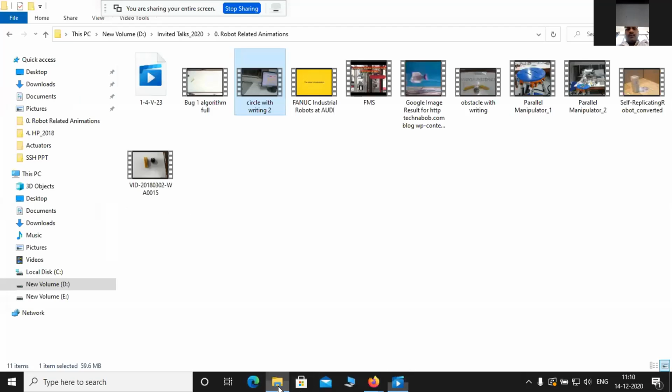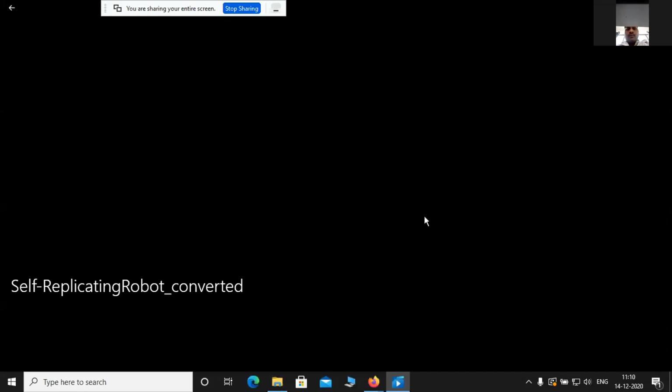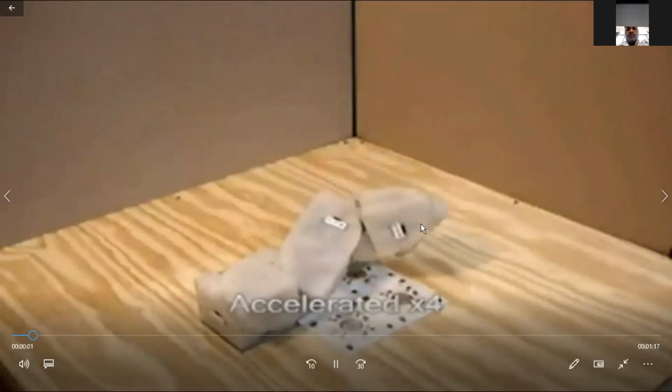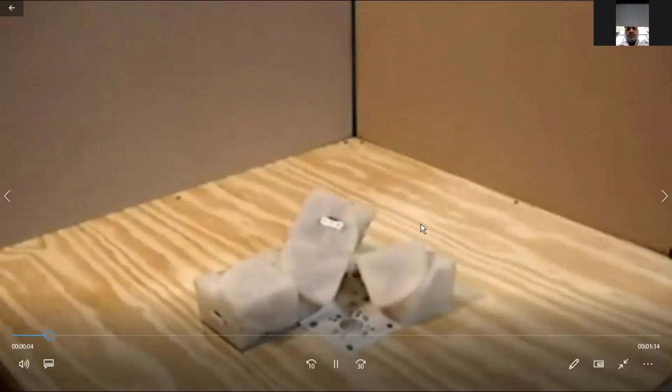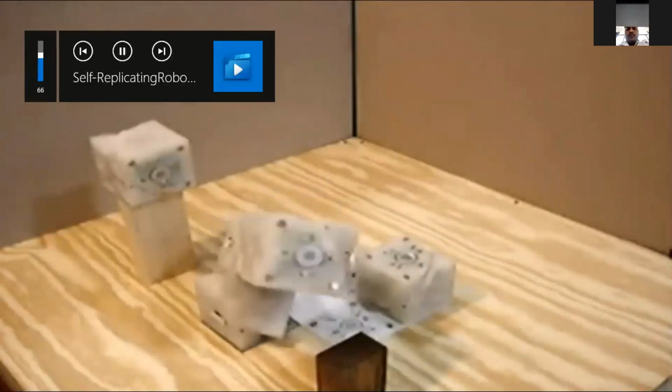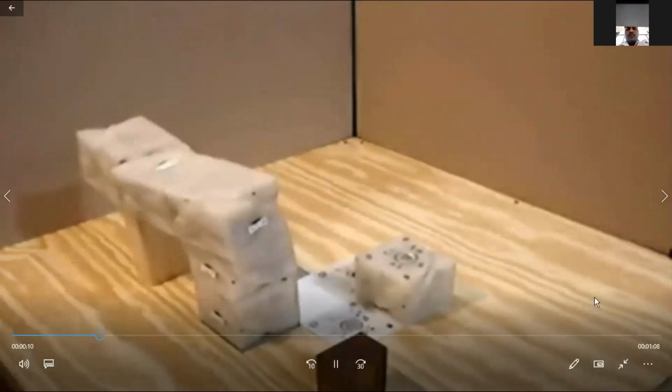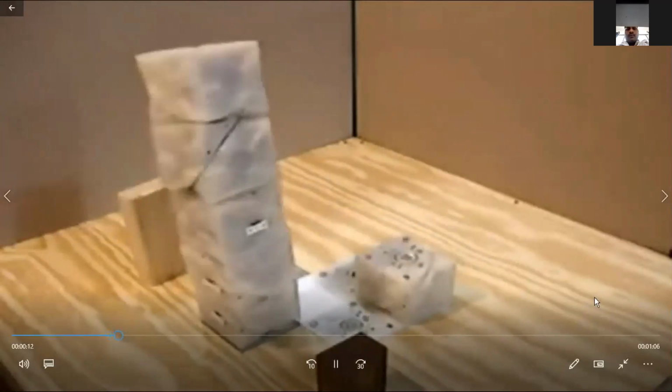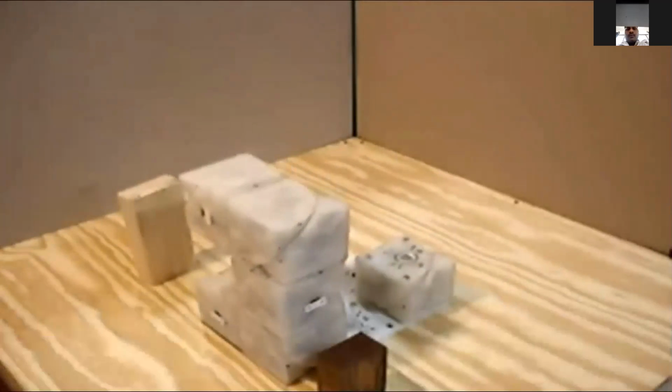And Shanmugesh, the last one I'll show you. This is not from our lab. Cornell University, they are developing the self reconfigurable robots. Just building blocks, as I have told you. They are called self reconfigurable robots.